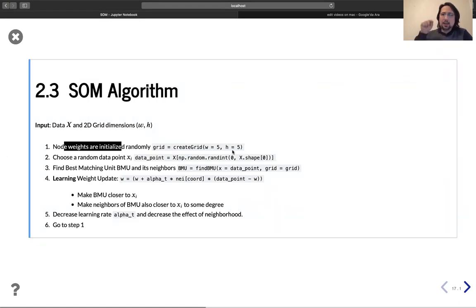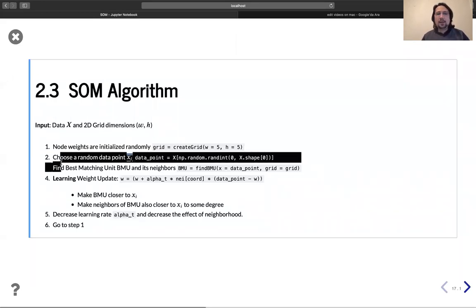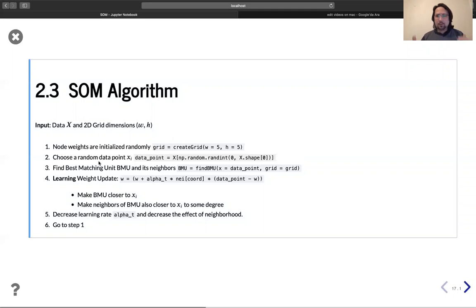What does it mean? They have coordinates in the two-dimensional grid and their weights are initialized randomly. Remember, there is a mapping from grid space to data space. The dimension of the weight is the same as the dimension of the data x. Okay, so we select a random data point from the data. After that, we find the best matching unit and its neighbors.